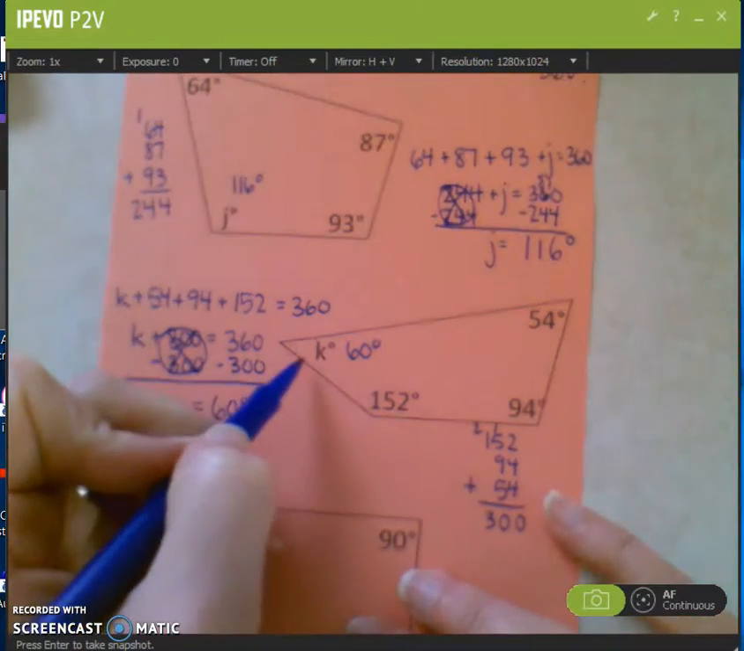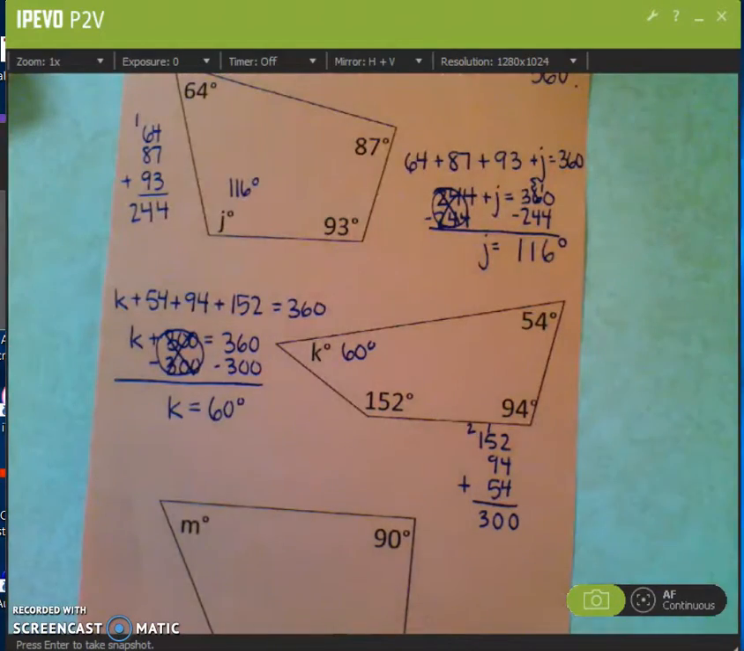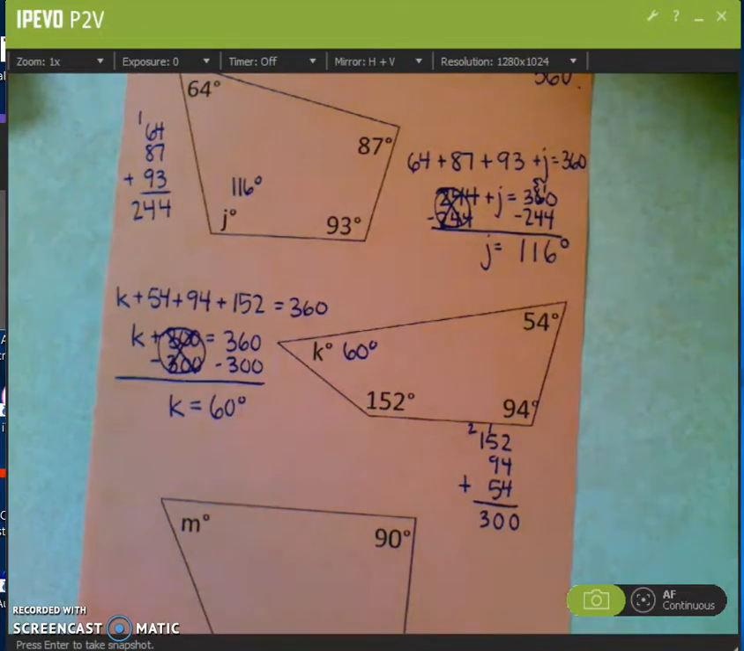Again, my answer seems reasonable. This angle is less than 90. 60 is less than 90. So it seems like a reasonable answer. At this point, I would challenge you to try the last problem on your own and see what you get, and then unpause the video to check your answer.